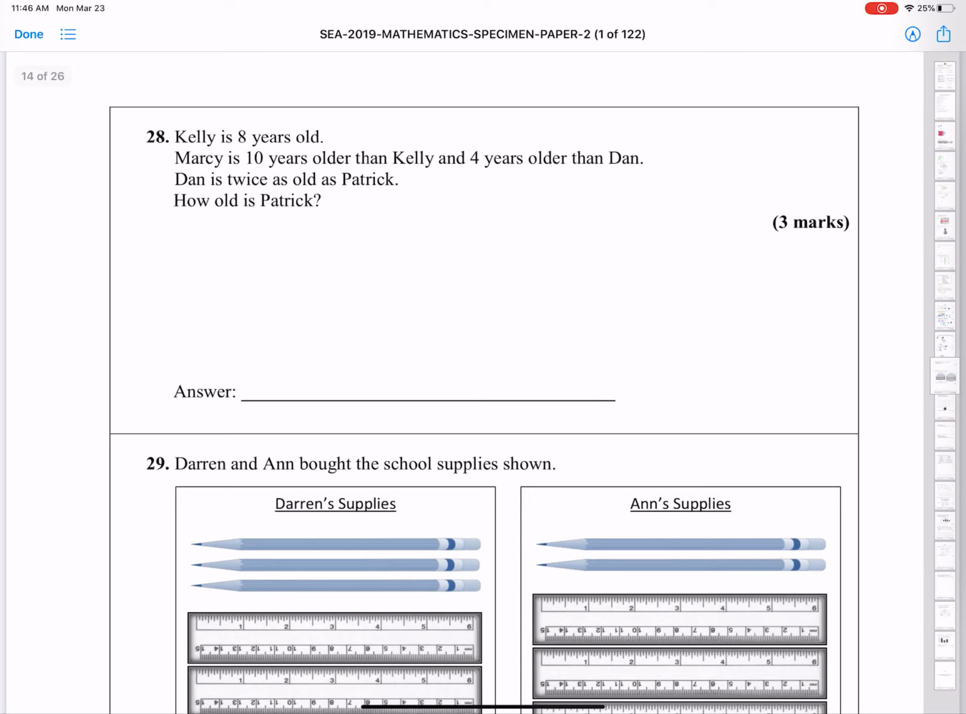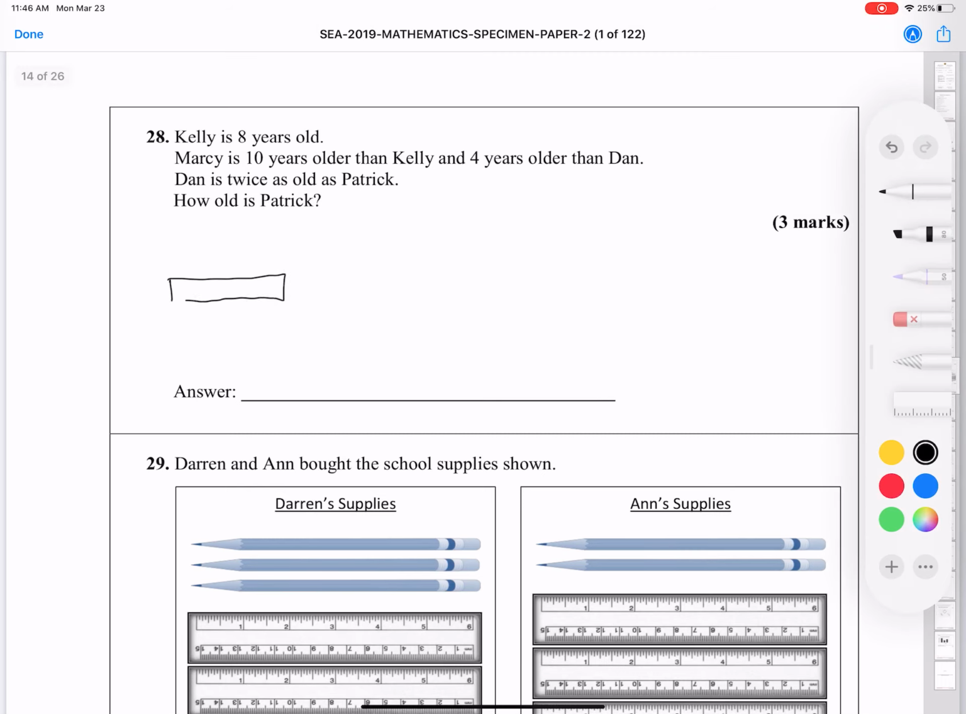Alright, number 28. Kelly is 8 years old. Now let me draw a bar for Kelly. Kelly is 8 years old. Marcy is 10 years older than Kelly. Marcy, 10 years older than Kelly.